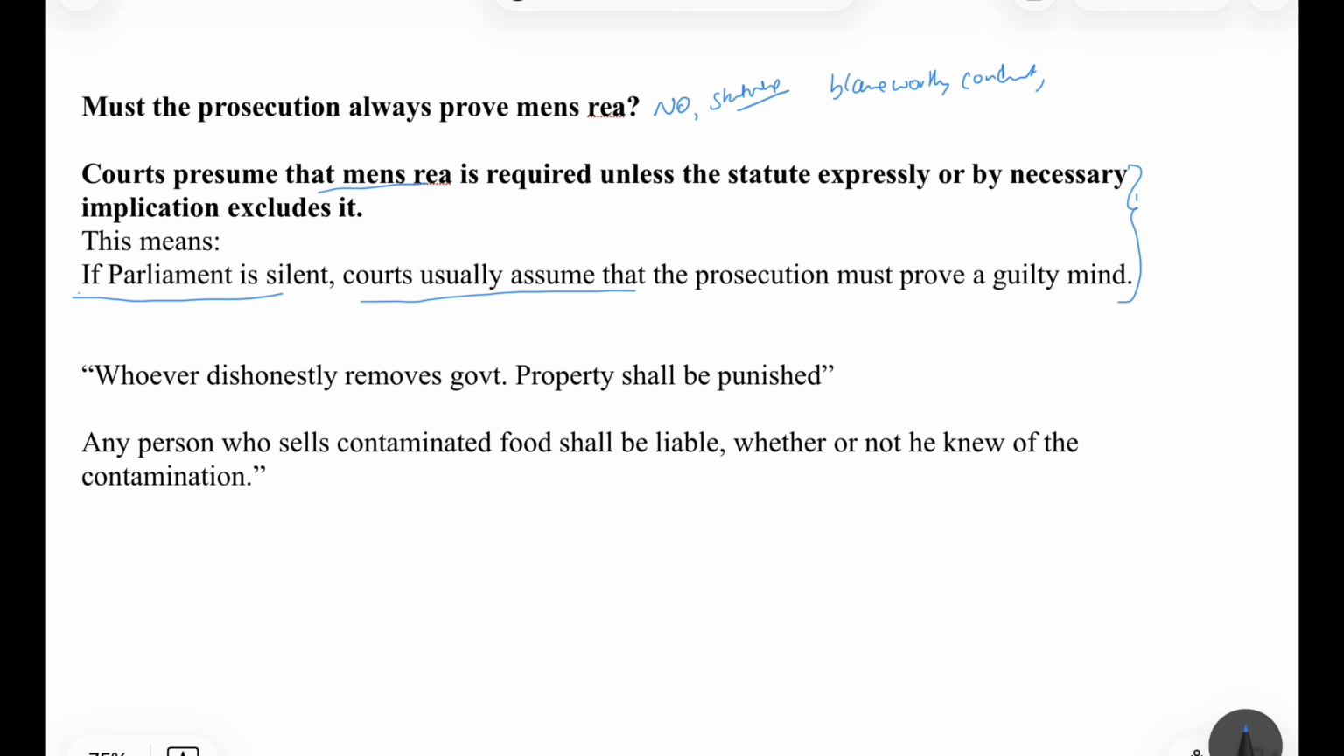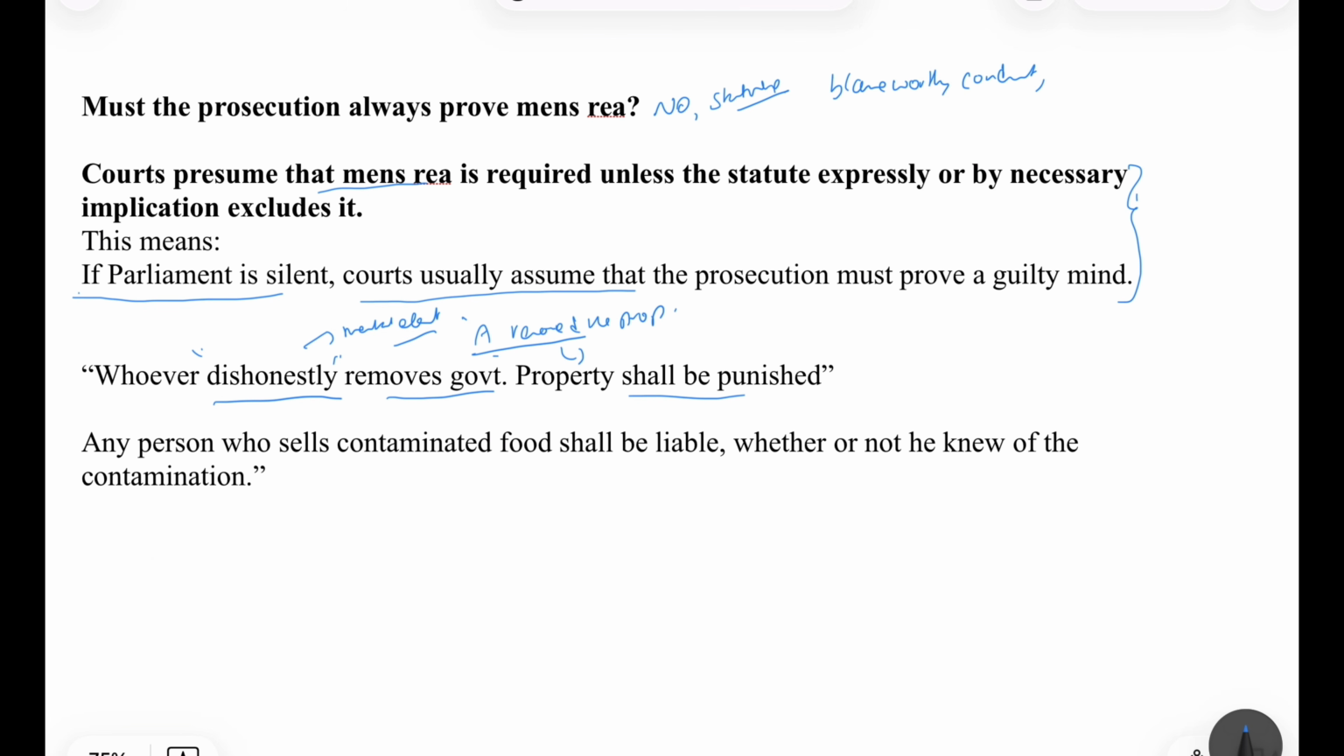Suppose a law says whoever dishonestly removes government property shall be punished. Now here, the word dishonestly itself indicates the mental element. So the prosecution must prove whether A removed the property, and next, whether he acted dishonestly or not. This also the prosecution must prove.